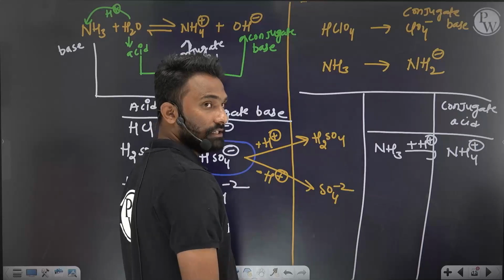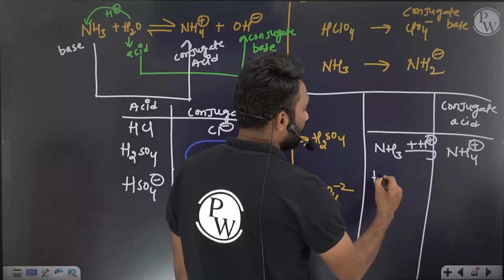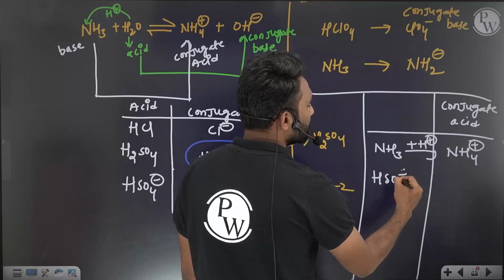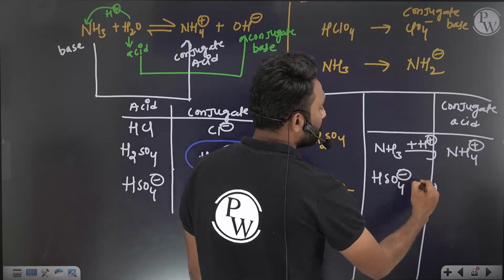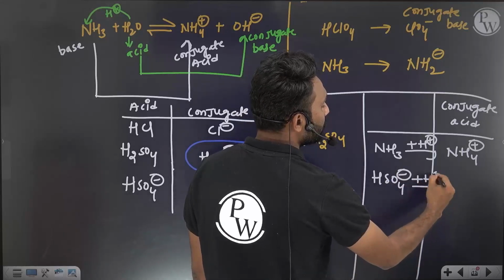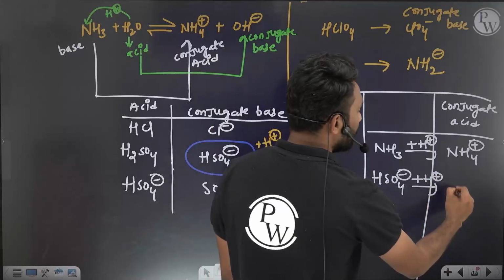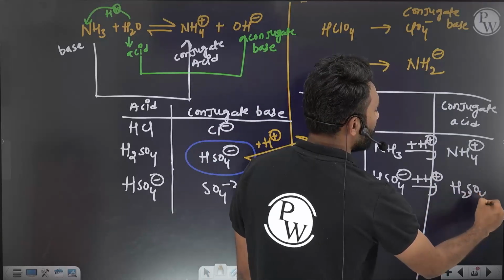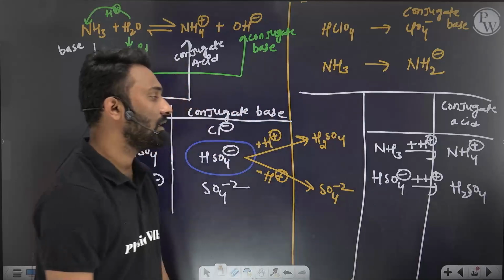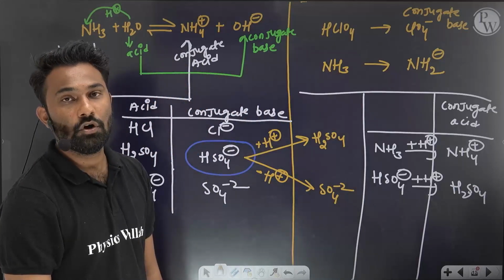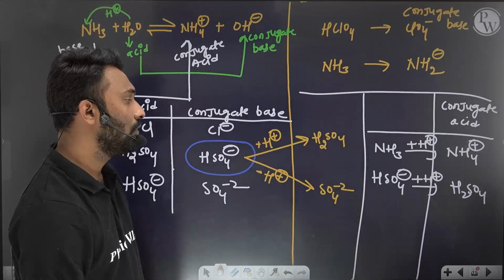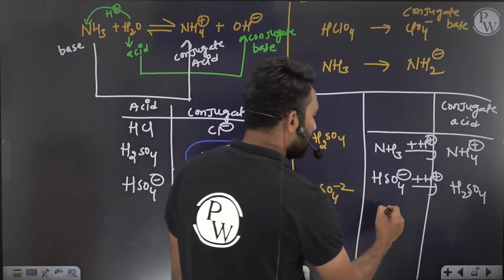Now next, HSO4 minus. HSO4 minus ಗೆ ನೀವು ಒಂದು H plus add ಮಾಡಿದ್ವಿ ಅಂದ್ರೆ ಏನಾಗುತ್ತೆ, H2SO4 ಅಲ್ಲ. Now HSO4 minus ಗೆ conjugate acid ಏನು, H2SO4. Now Cl minus ಇದೆ.